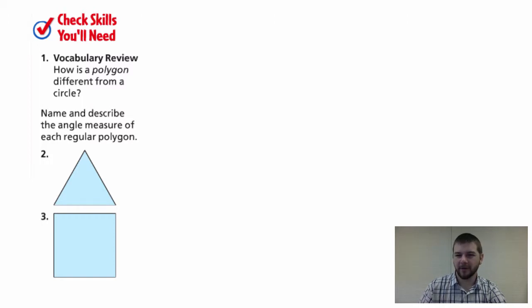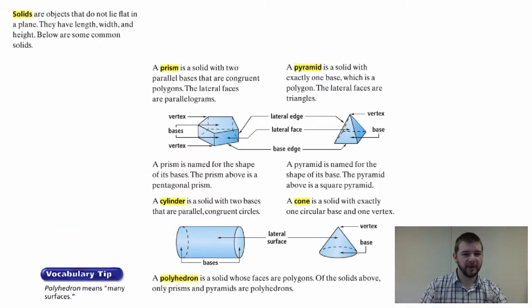Number 1, vocabulary review. How is a polygon different from a circle? And numbers 2 and 3, name and describe the angle measure of each regular polygon. And now for new vocabulary for this section. We'll learn about several types of solids and the definition of solid.